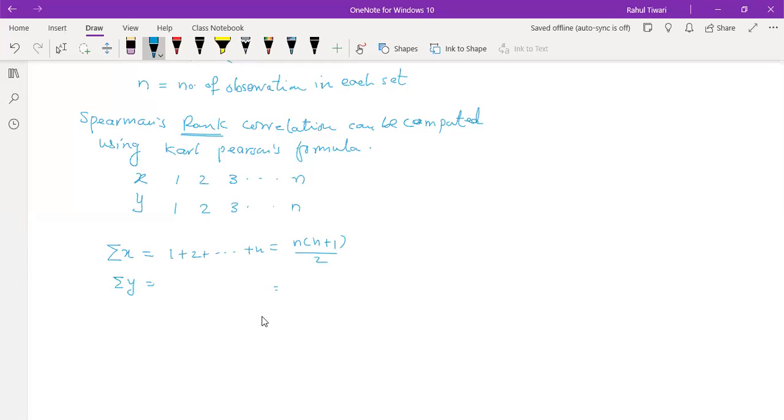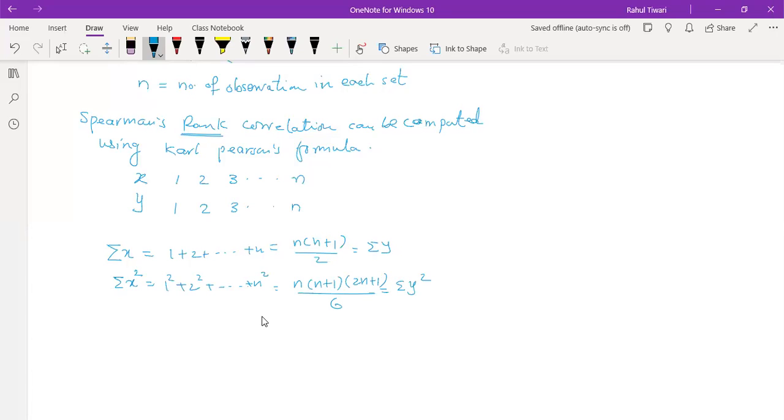And similarly, we have the formula for y, and this is also equal to the summation of y, because I know the sums will be the same. Similarly, can you tell me what will be the summation of x square, like 1 square, 2 square, like that? n times n plus 1 times 2n plus 1 divided by 6. Correct. Absolutely right. And this is also equal to the summation of y square.